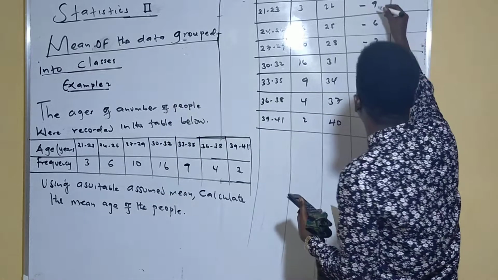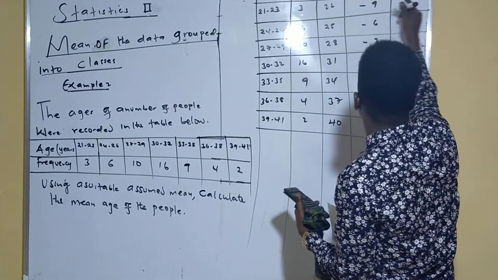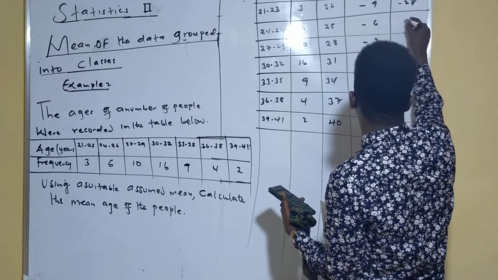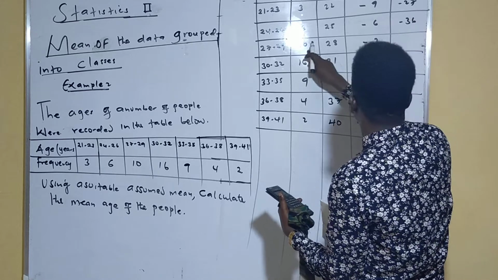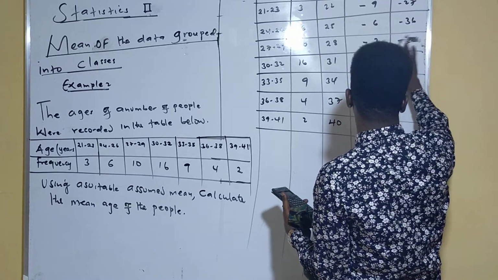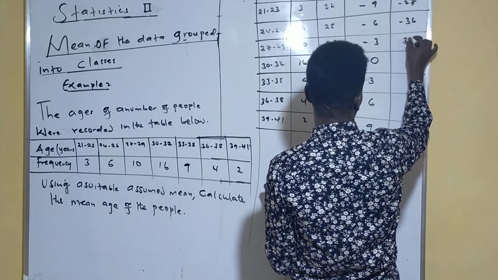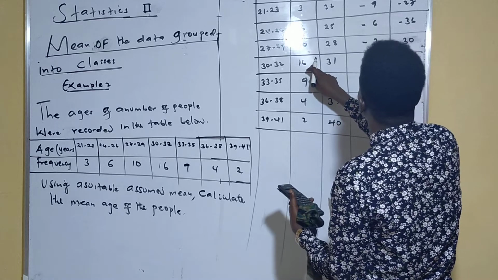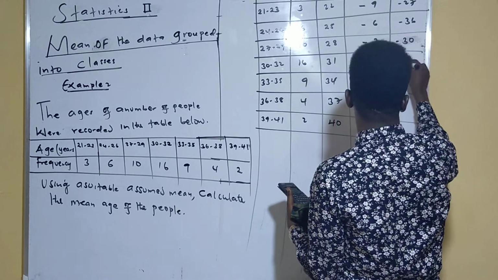Get FD. Remember this D. 3 times negative 9 is negative 27. 6 times this one, negative that 6. 10 times negative 3, negative that. Negative what? Negative that. Then 6, negative what? Negative that is 16 times 0 is 0.